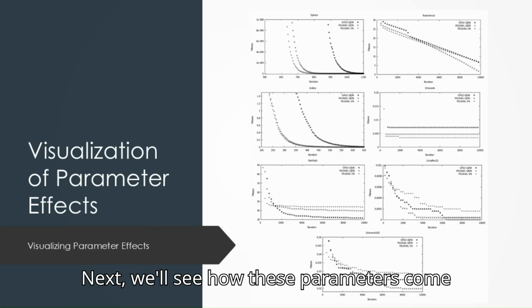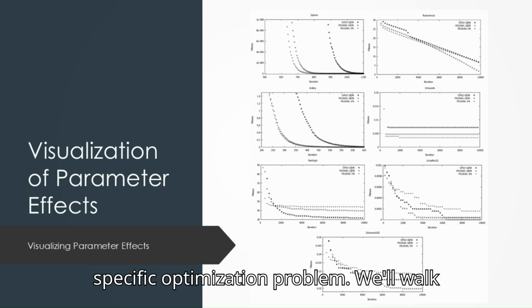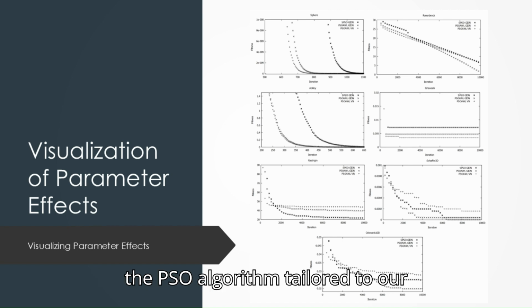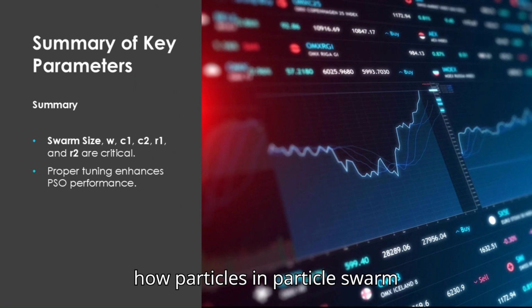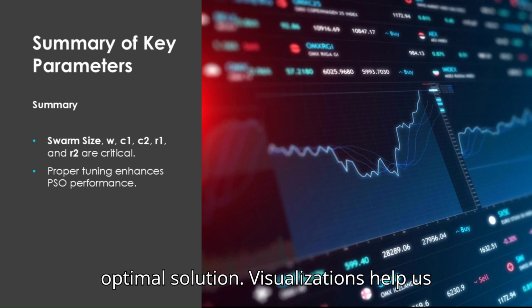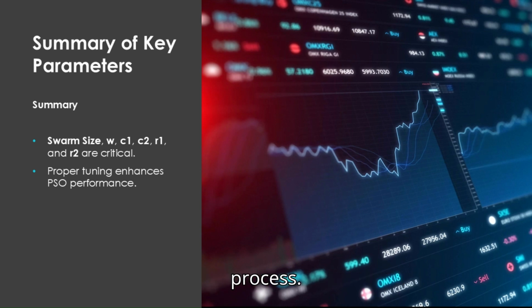Next, we'll see how these parameters come into play by applying PSO to solve a specific optimization problem. We'll walk through the step-by-step configuration of the PSO algorithm tailored to our problem. In this section, we'll visually explore how particles in particle swarm optimization move and converge toward the optimal solution. Visualizations help us understand the dynamic behavior of particles during the optimization process.